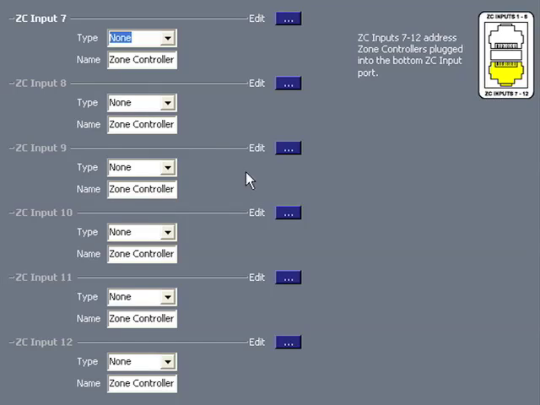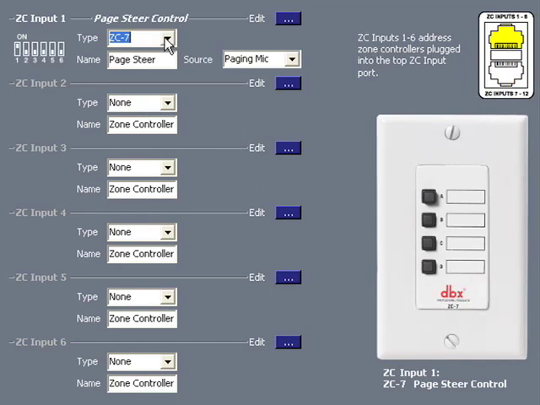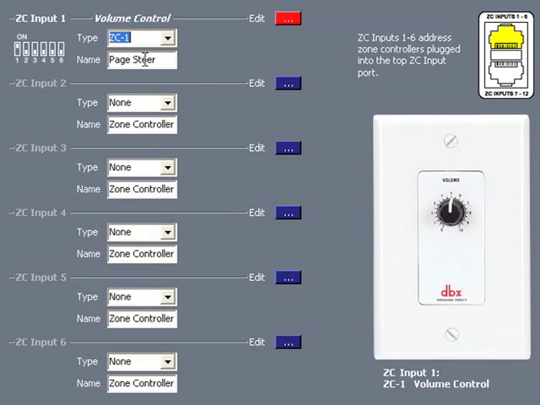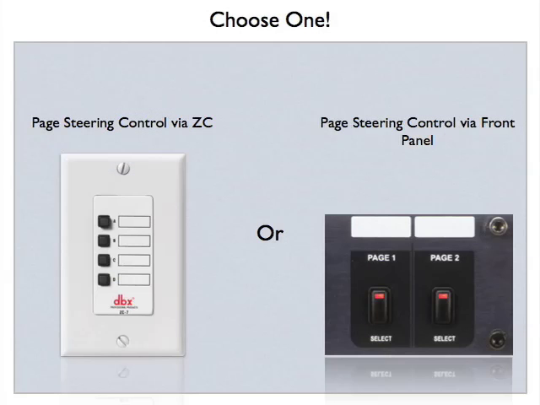When page steering from the mic line 1 or mic line 2 inputs, you must choose between one of the 2 aforementioned methods. In other words, you cannot page steer the mic line 1 or mic line 2 inputs from the front panel and a zone controller.